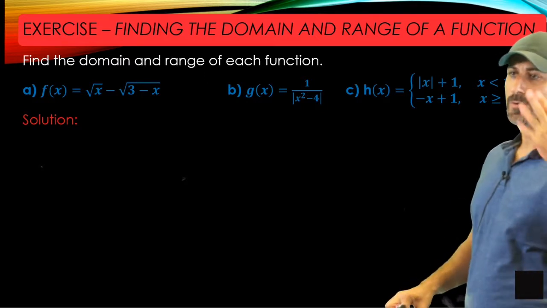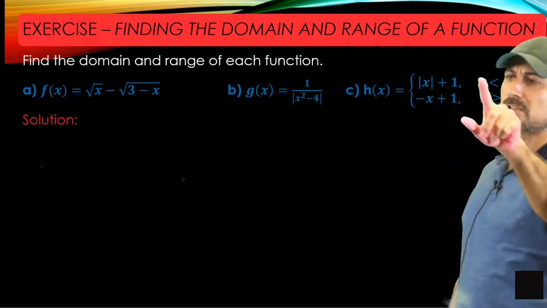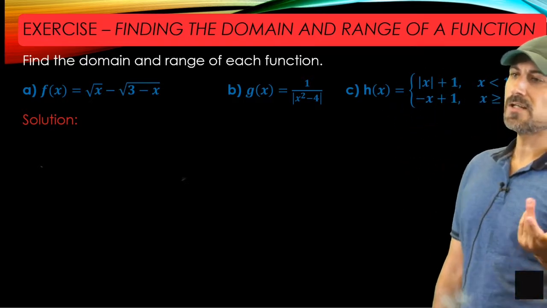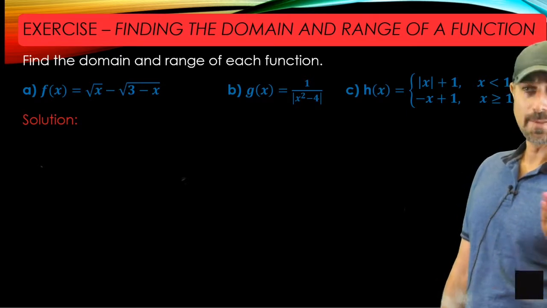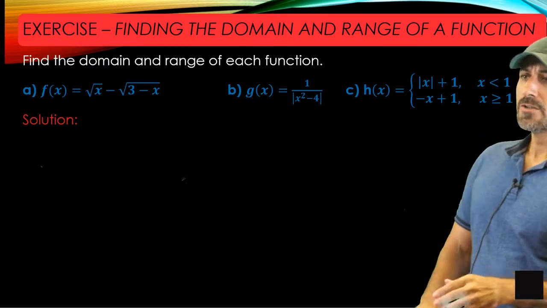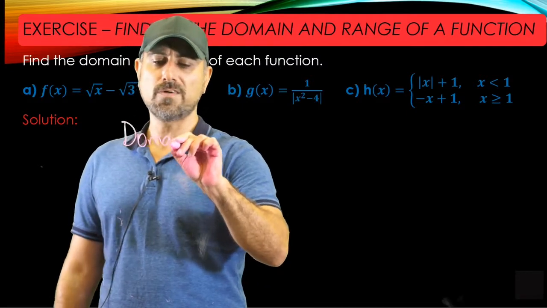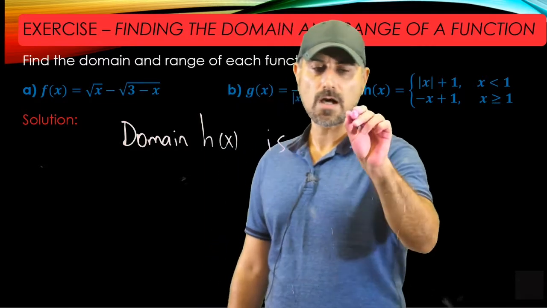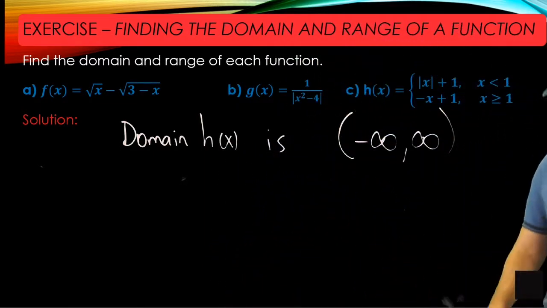So then ask this question to yourself. Is there any x that makes this function undefined? Well, absolute value of x is defined for all x. All it does is just to make the inside of the absolute value positive. And minus x plus 1 is defined for all x. So I can perfectly say that the domain of function h is all x's in between negative infinity and infinity.